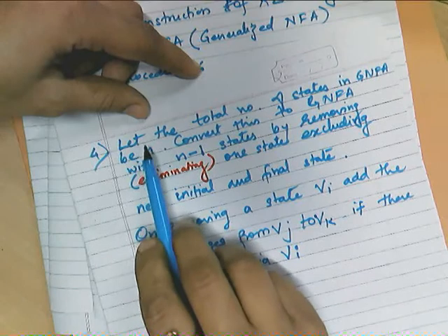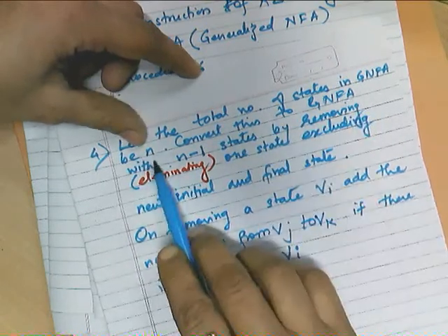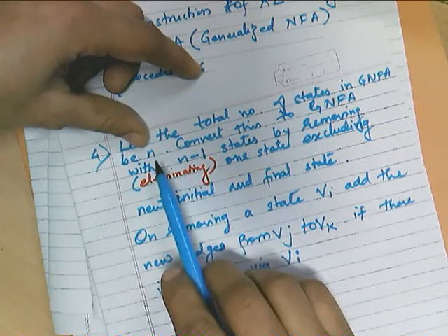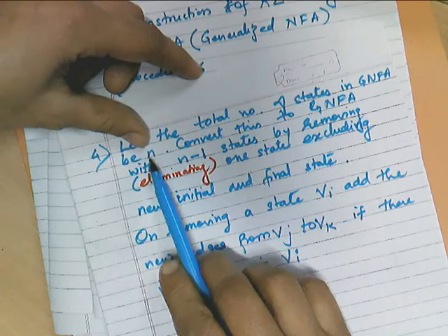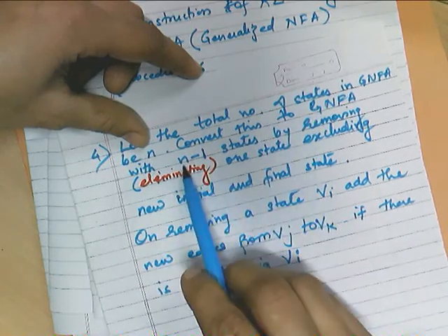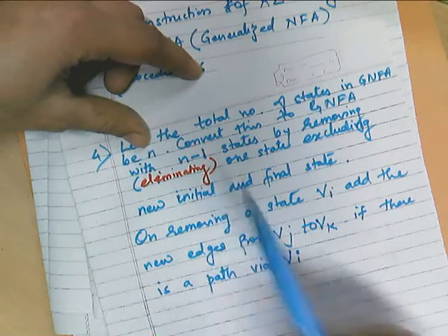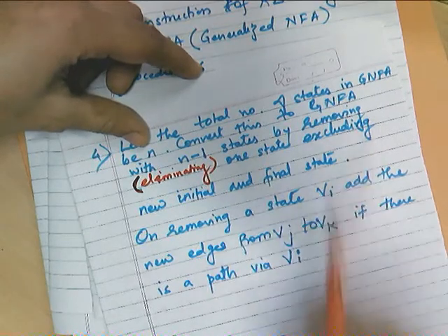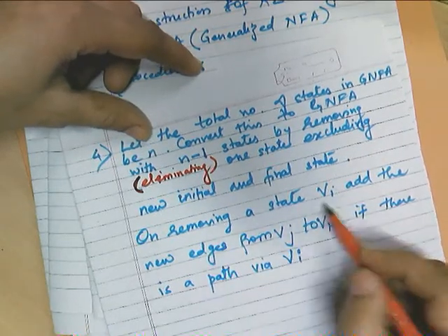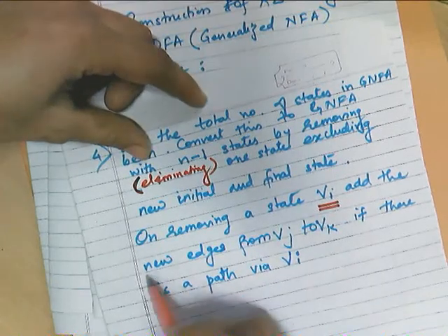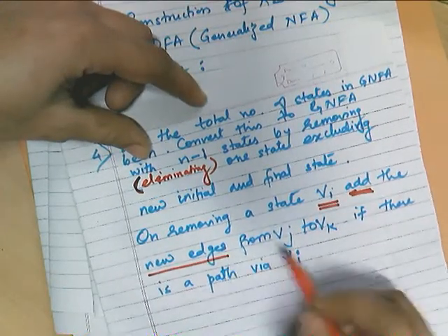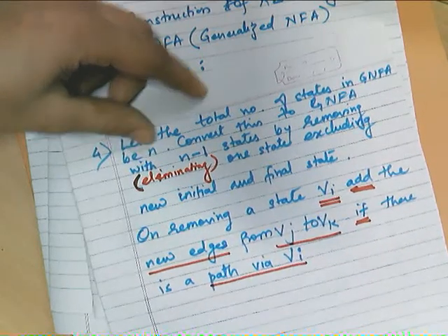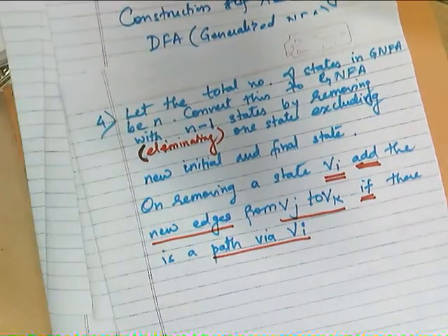So once again repeating, let the total number of states in GNFA be n. That means here after adding the initial and final state, you will be having n states. In every iteration you have to remove one state from a given GNFA, and while removing Vi, you have to add a new edge from Vj to Vk if there is a path via Vi. Now what exactly this means, with the example it will be clear.